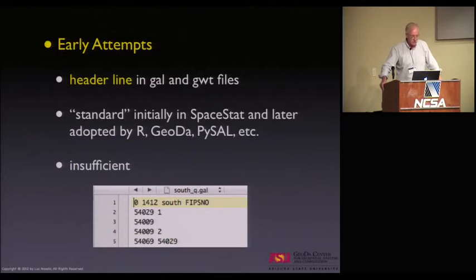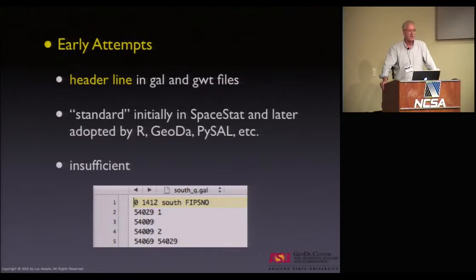And I was aware of this problem very early on, and in the GAL and GWT file formats that are used by most spatial analytical software, they were initially proposed as part of SpaceStat in 1994 or 1993, and then were adopted by pretty much everybody else who implemented spatial analysis in R, GeoDa, PySAL, etc. And the idea was to have a header line in the weights file. The weights file is just a text file that contained some of the metadata.